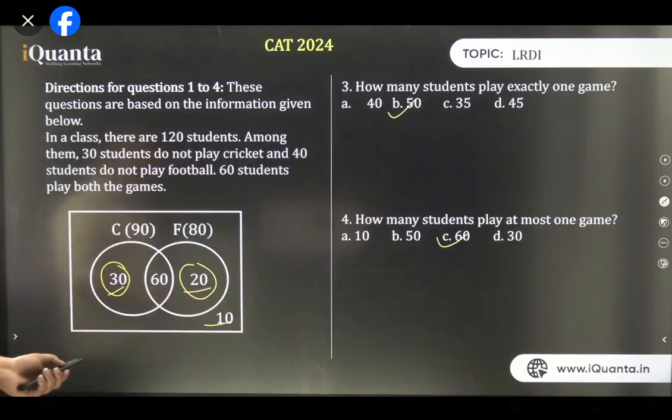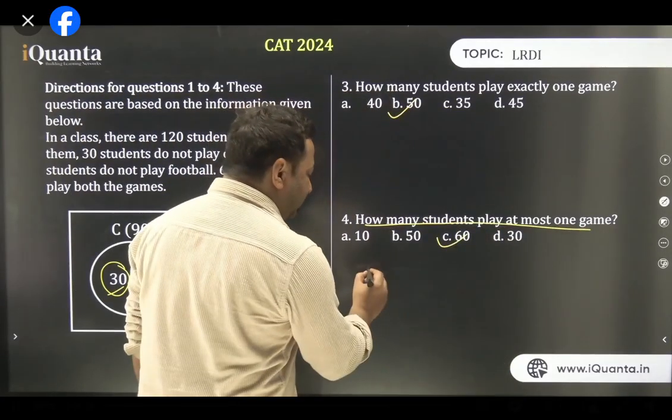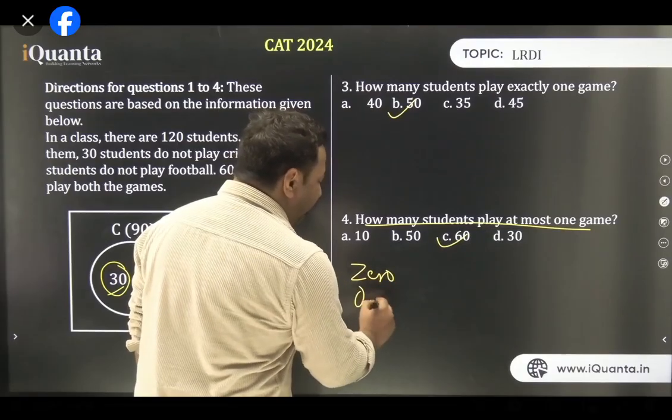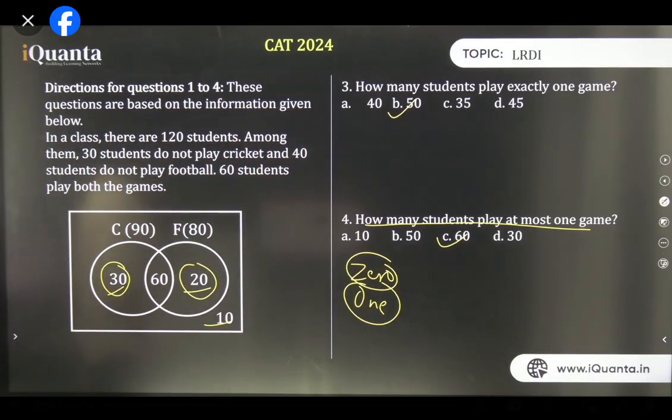Why didn't include it? How many students play at most one game? That means the people who play 0 games or 1 game, both will be included, isn't it? अधिक से अधिक आप एक गेम खेल रहे हो, मतलब नहीं भी तो खेल रहे. Both will be included, right?